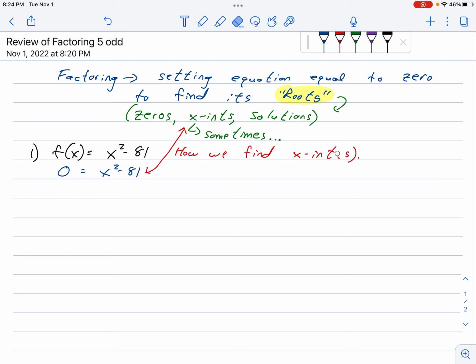Previously, it was x-intercept. Now it's x-intercepts, because it is an x-squared function. X-squared functions are parabolas, and parabolas will almost always have 2 x-intercepts. Actually, there is a small chance it won't have 2 x-intercepts, but it'll always have 2 roots. You'll always get 2 roots because it's x squared.